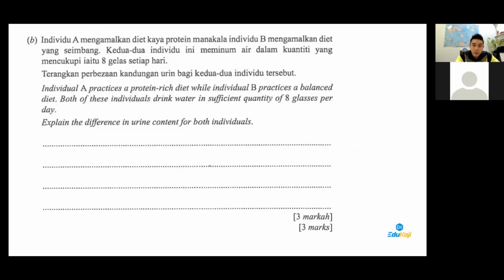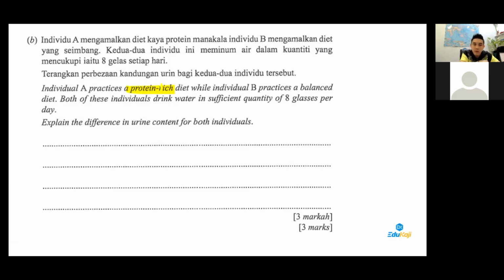Individual A, protein-rich diet, B, balanced diet. Both drink water sufficient, 8 glasses per day. Yeah, standard like 8 glasses. Even if you don't exercise, you are supposed to have 8 glasses a day. So explain the difference in terms of urine content. Guys, which one would have a protein-rich diet, balanced diet? You need to talk about the keyword here. The keyword here is protein-rich diet.